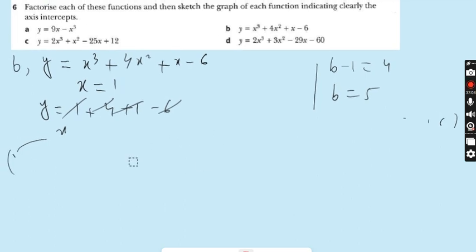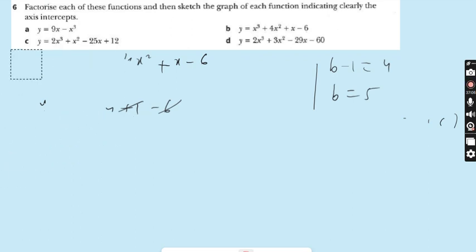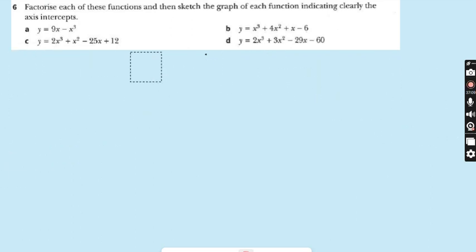Move to part C. What is part C? Y equals to 2x cube plus x square minus 25x plus 12. Again, the first requirement is to factorize this cubic expression. Very easy. First we have to find the first factor.